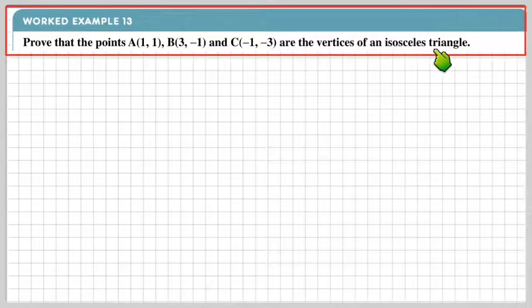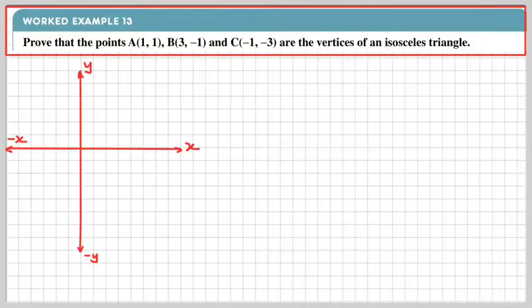Do you know what that means? Well, it means that two sides of the triangle are equal in length. Okay, so come on, we're going to draw this. There's the scale. Now let's put the 3 points on it. We'll go for A. That's 1 and 1.